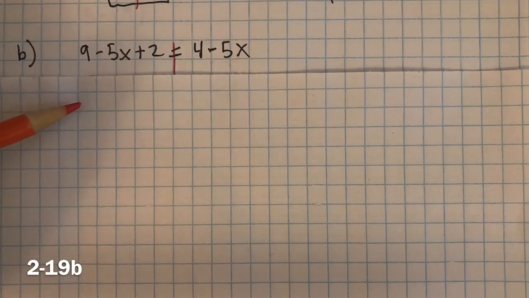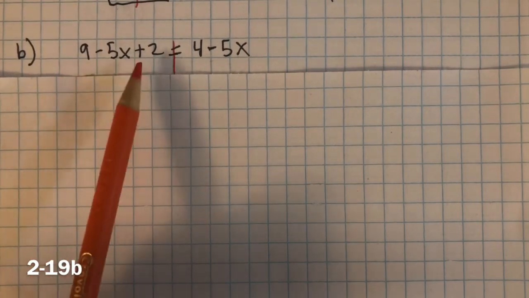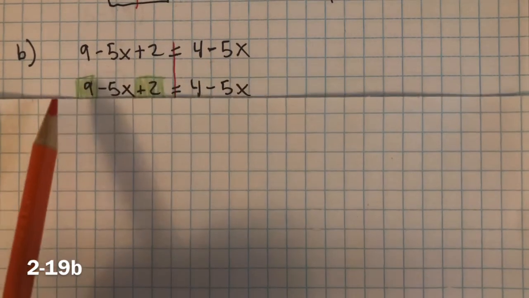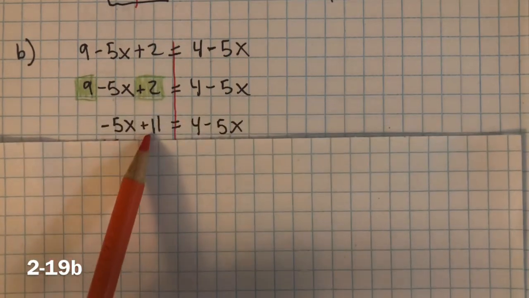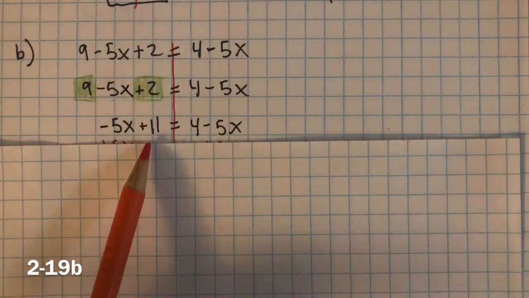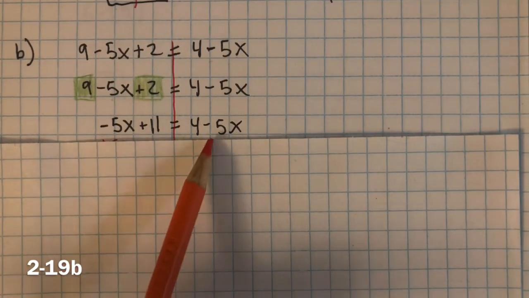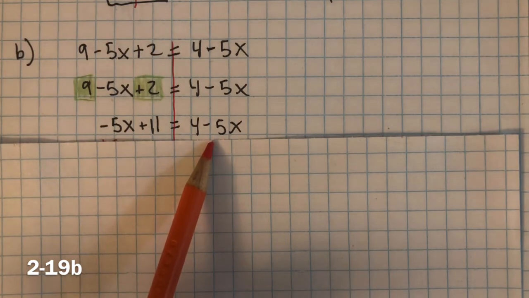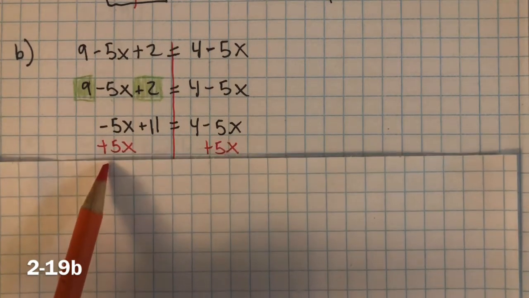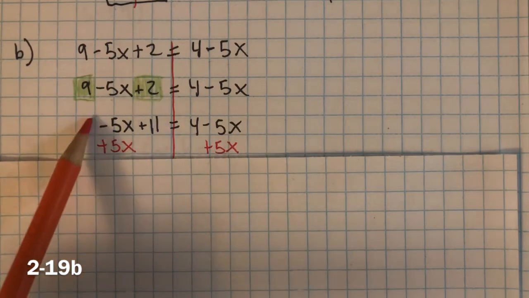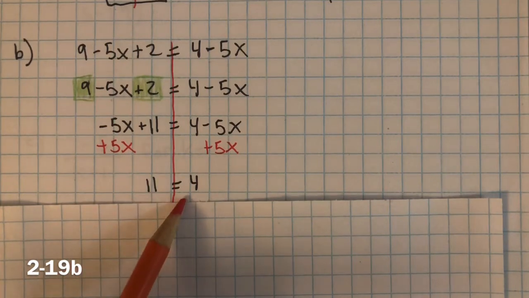Problem 219b. The first thing we're going to do is combine like terms and simplify the left side of the equation. So we have 9 and 2. 9 plus 2 is 11. Now we want to move the variable to the side that has a greater value. Well, the left side is negative 5x, and the right side is negative 5x, so it doesn't matter which side you bring it to. The inverse property of subtraction is addition, and we're going to add 5x. This created a zero pair on each side, and you're left with 11 equals 4.